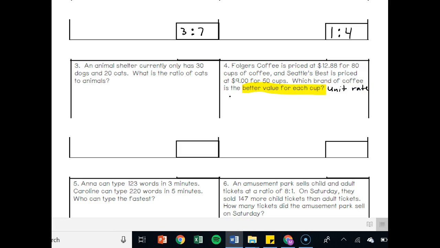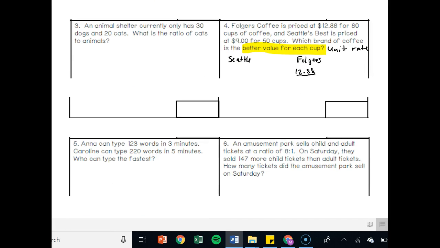So what we're going to do is we're going to say Seattle's is over here, and Folgers is over here. And we're going to go ahead and break it down. So for Folgers, it's $12.88 for 80 cups. And for Seattle's Best, it's $9.00 for 50 cups, right?